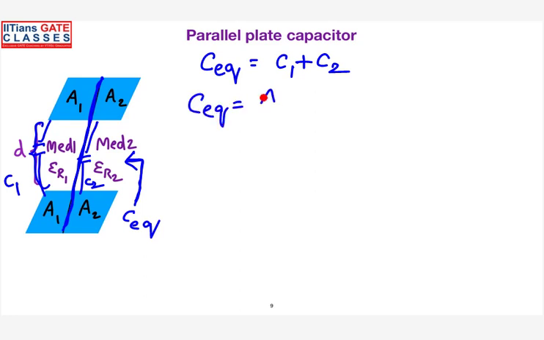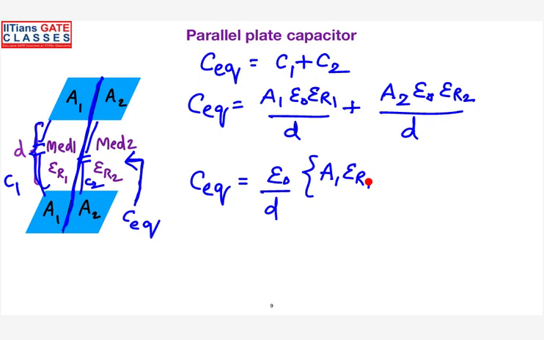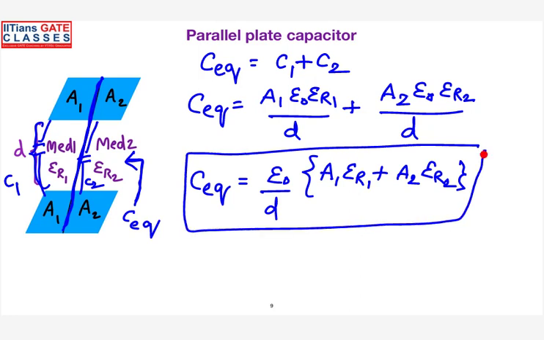Area is A1 and epsilon naught epsilon R1 divided by D, plus A2 is the area and epsilon naught epsilon R2 divided by D. So what is the final equivalent capacitance you will get? Epsilon naught by D, you take it constant. So that will be A1 epsilon R1 plus A2 epsilon R2. So this is the equivalent capacitance provided the separation is constant.